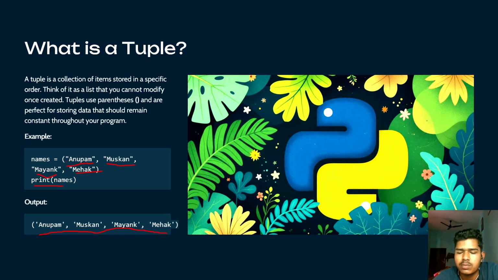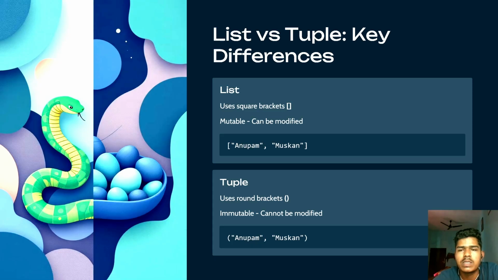Okay, so list versus tuple. The key differences are: list uses square brackets. That is mutable. First of all, we need to learn the list is mutable. It can be modified, and tuple uses round brackets. So it is immutable. It cannot be modified. Like square bracket Anupam and Muskan. And in second one, Anupam and Muskan.